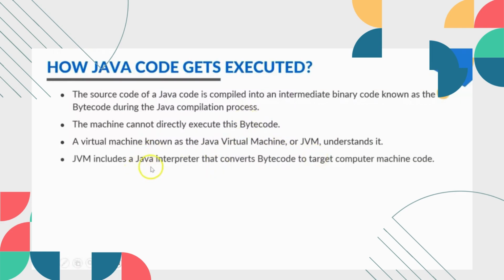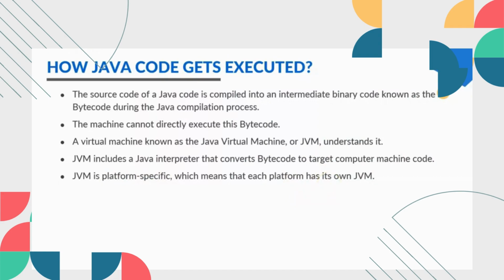You need to compile that source code into bytecode. That is the bytecode that's being generated, and it cannot be understood by the machine. The JVM is platform specific, which means each platform has its own JVM. Each operating system has its own JVM.